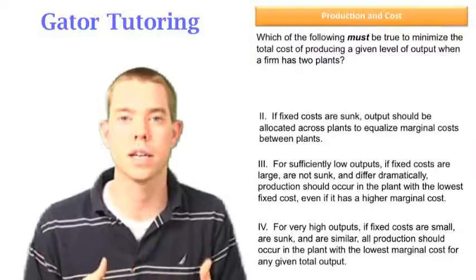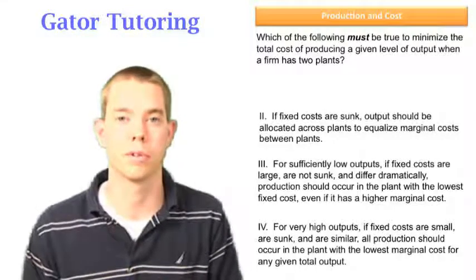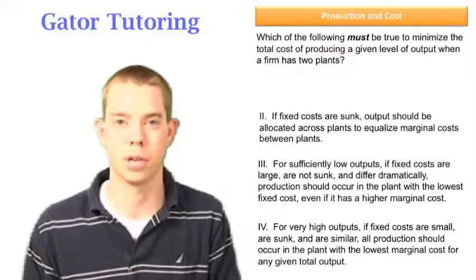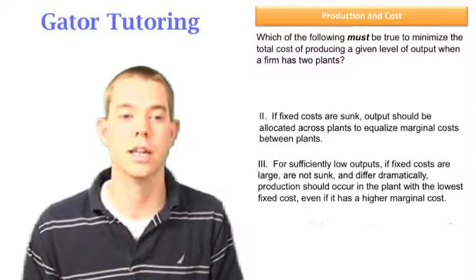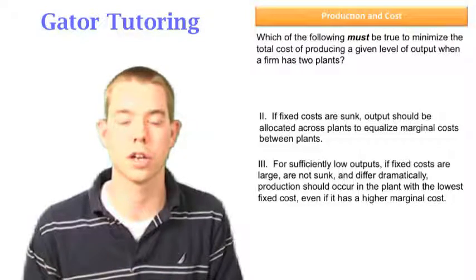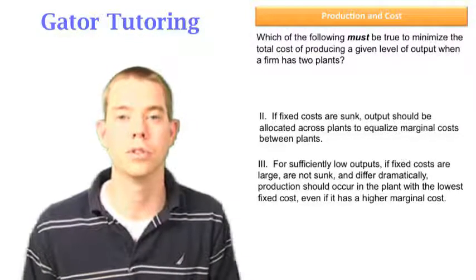So again, you just want to make up little examples to help you organize your thoughts here. So we know that number 4 is also false because we can imagine a scenario where we wouldn't want to produce all of the output just in the plant that has lower marginal cost. Instead, the right terminology is we'd want to equalize the marginal cost between plants. So try to remember that and try using that strategy when you see a question like this.